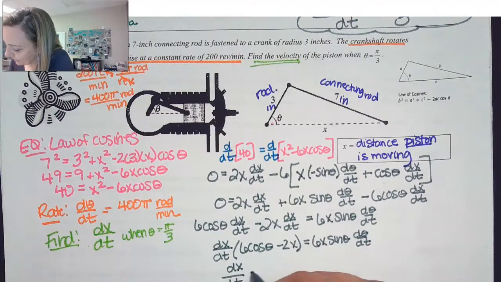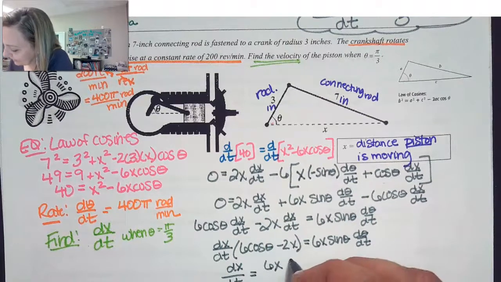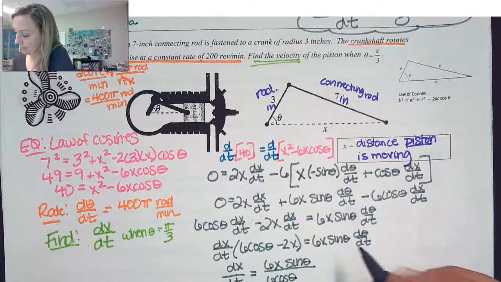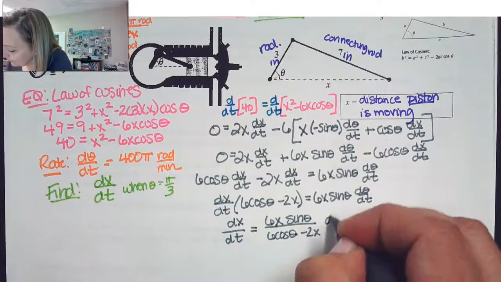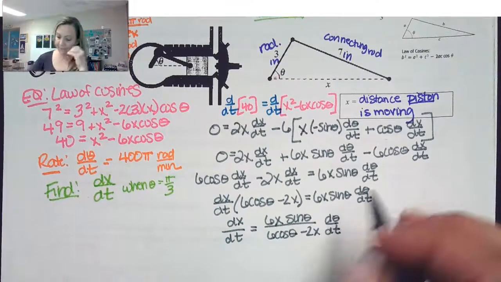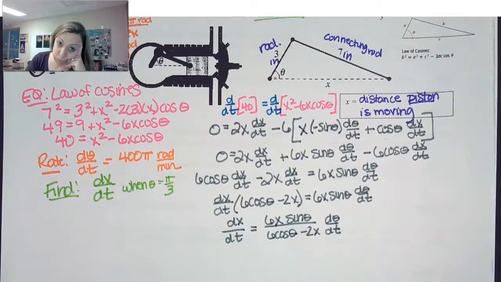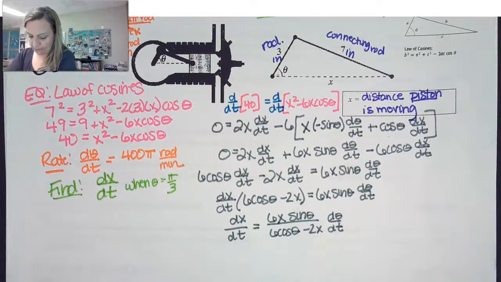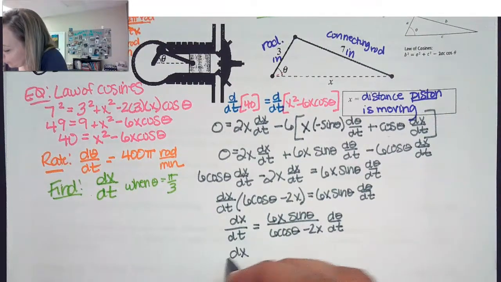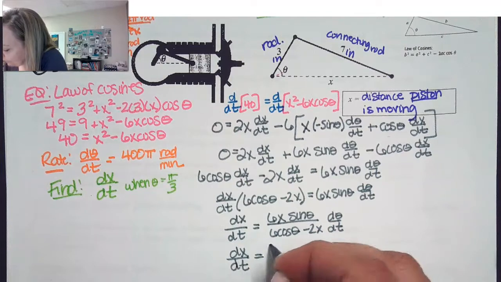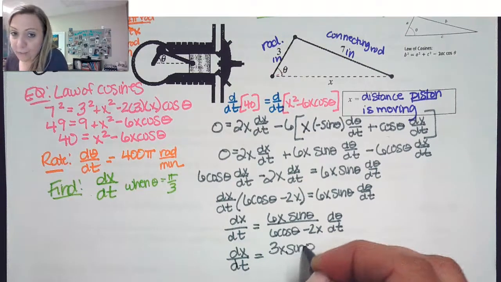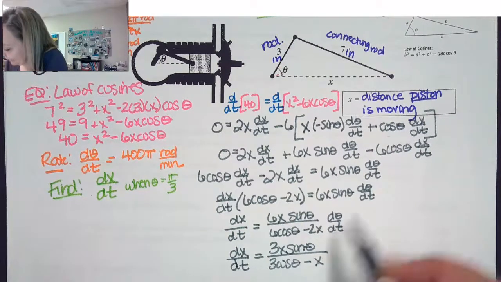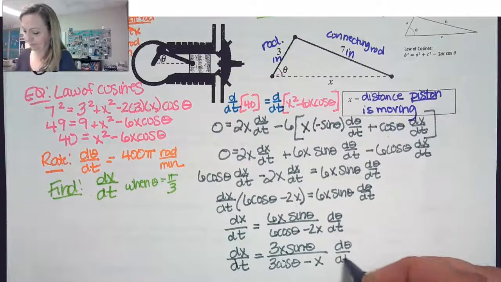So dx/dt is going to be 6x sine theta over 6 cosine theta minus 2x, times d theta/dt. Do you see that all these three terms are even? So we can divide them all by 2. And we're going to get 3x sine theta over 3 cosine theta minus x, and then d theta/dt.